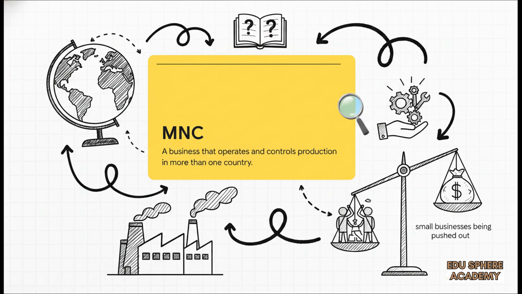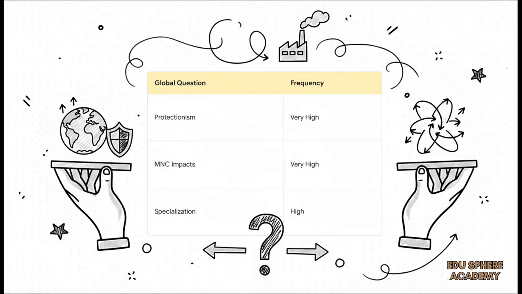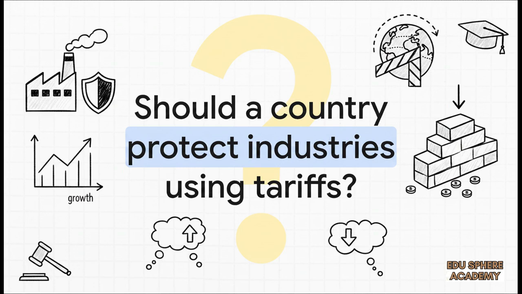You have to ask, are they bringing crucial jobs and technology, or are they just exploiting local labor and pushing out domestic small businesses? Looking at the data for global economy questions, a really clear pattern emerges. Questions about protectionism, MNCs, and international specialization almost universally demand a balanced, two-sided evaluation. You're basically going to be asked to weigh the pros and cons on a massive global scale. Let's put this into practice and test our evaluation technique one last time with this classic, highly tested question.